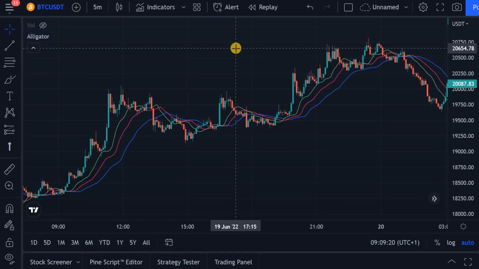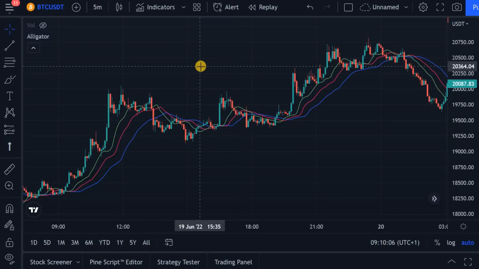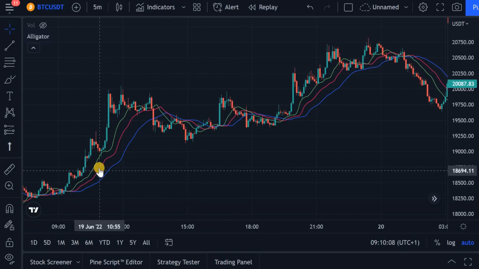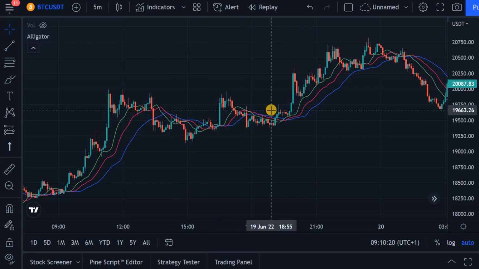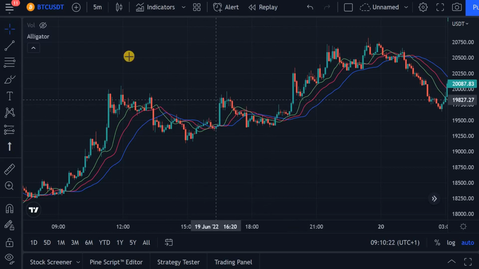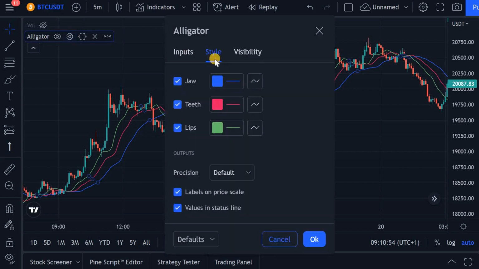This right here is the 5-minute time frame on the BTC USDT price chart, and you can see right here that the alligators are not really helpful with these current settings. So what I would have to do is to go over to the settings right here and configure this indicator by adjusting the different lengths of the Williams Alligator. You can see 3 sections right here: the input, the style, and the visibility. Let's go over to the inputs.